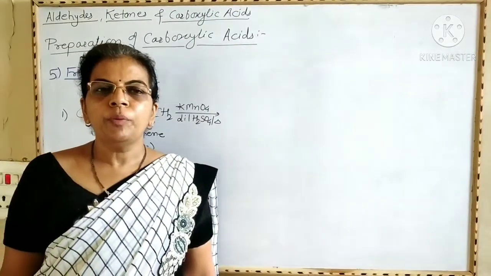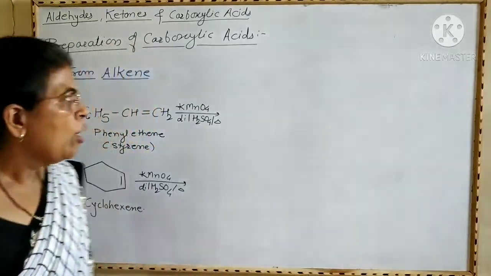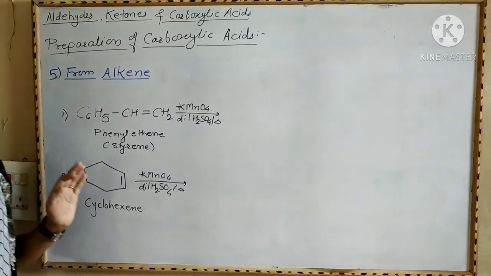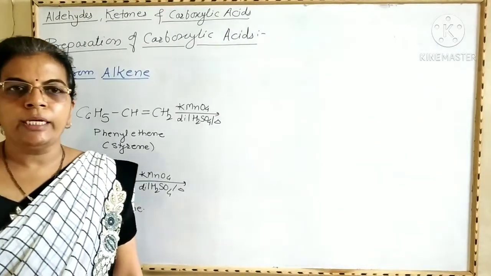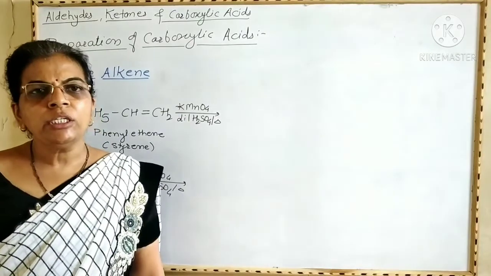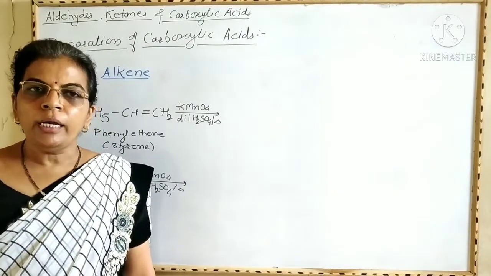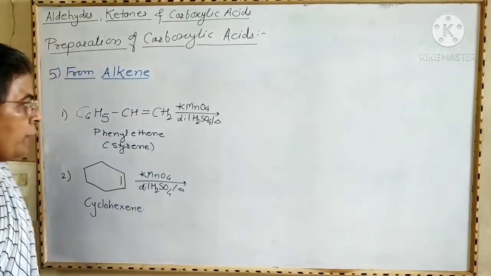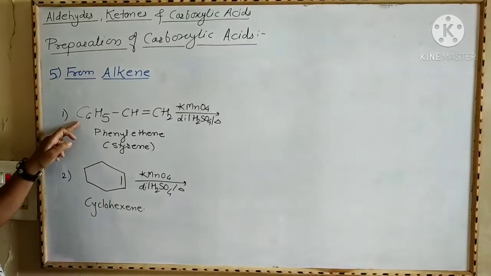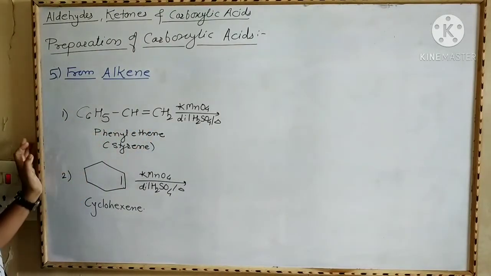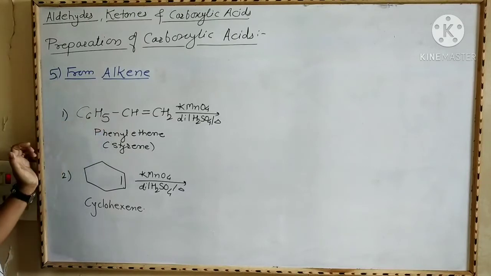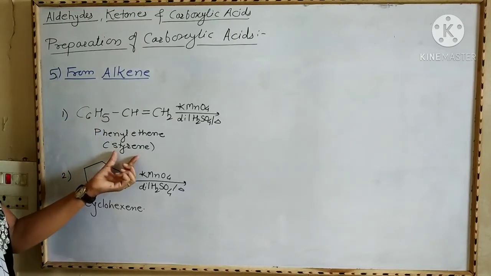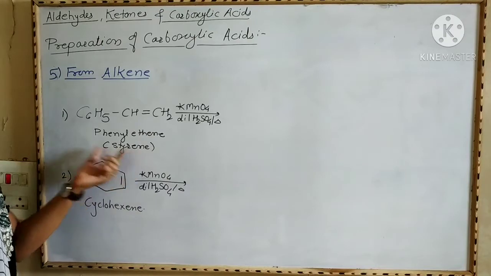Fifth method for the preparation of carboxylic acid is from alkenes. Now here, when alkenes undergo oxidation, they give carboxylic acid. Oxidation is carried out by using alkaline or acidic KMnO4. First example we are going to see is C6H5CH double bond CH2. The name of this compound is phenylethene. That is, the ethene group is directly attached to the benzene ring, that is the C6H5 group. The common name of this compound is styrene.